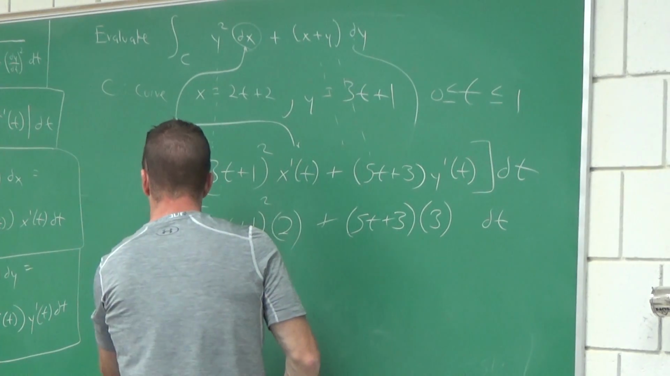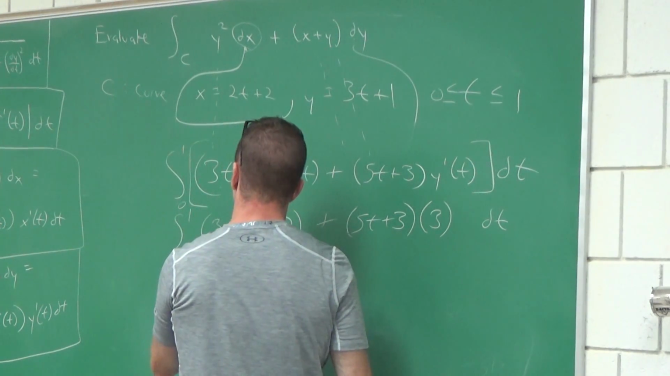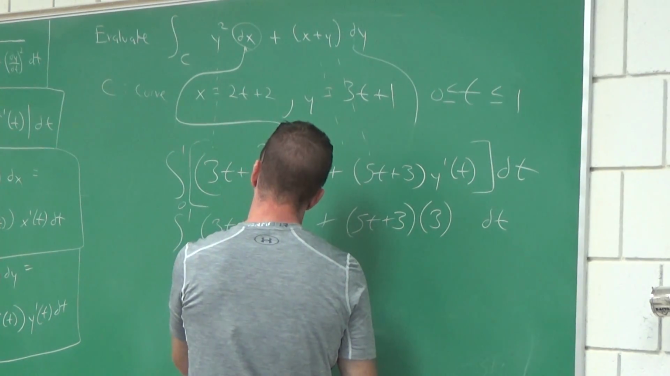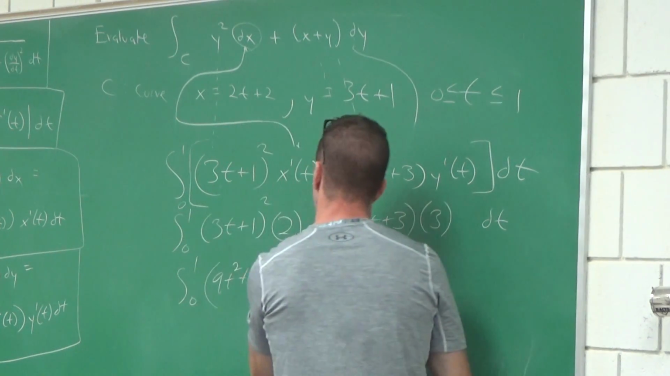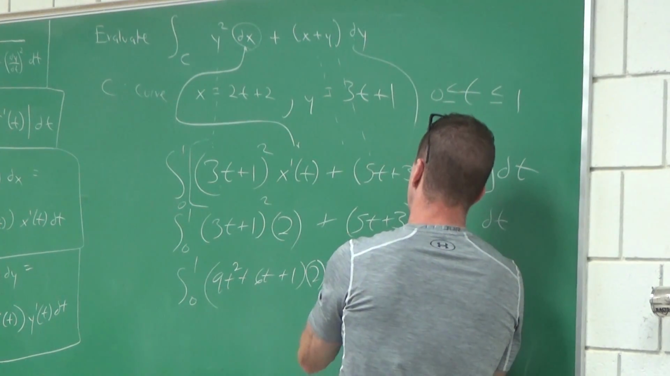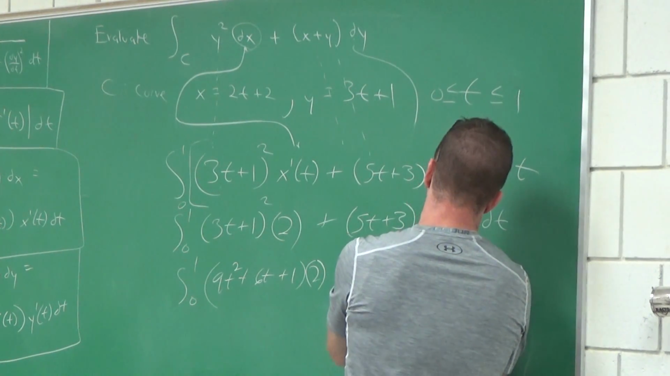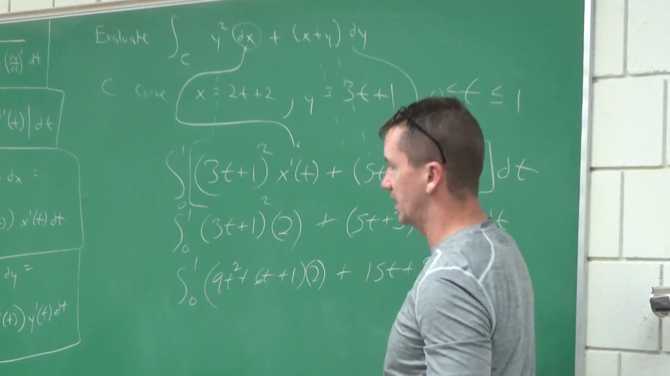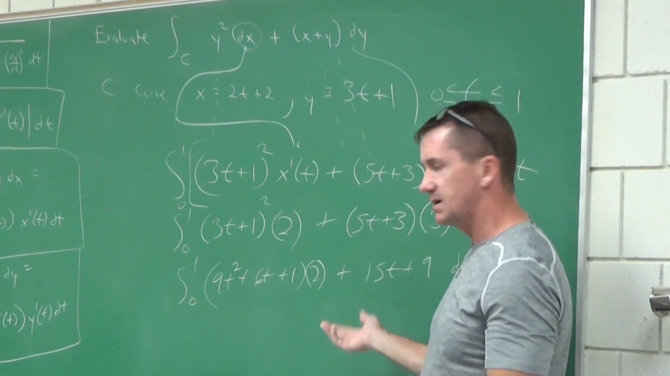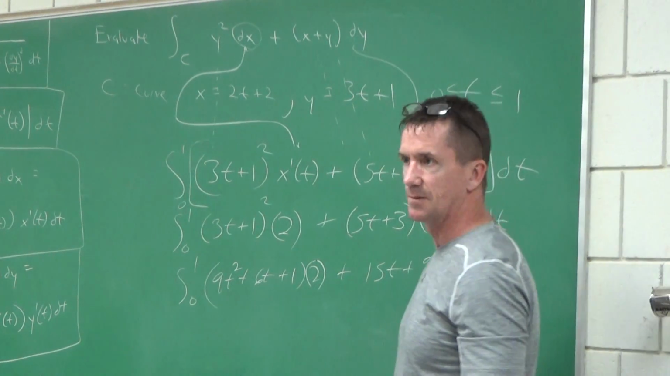I would FOIL it, right? I'd FOIL that out, expand it. What is that? 9t squared plus 6t plus 1, and I'd multiply the 2. But from here on out, it's just, what's that? 15t plus 9. Again, you don't have to evaluate the whole integral. I know you wouldn't. You know what to do now. Multiply the 2 everywhere, combine like terms, no u-sub needed.